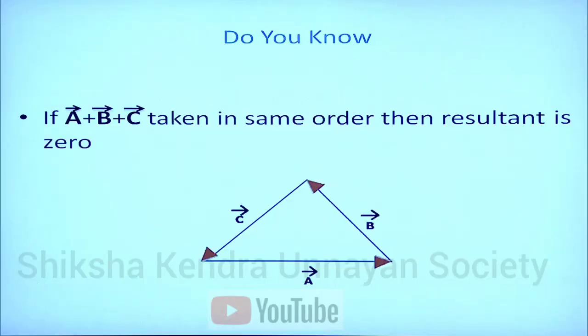Do you know, if A, B and C are taken in same order and represented by the three sides of a triangle, that is taken in same order, then the resultant will be 0. How? As you can see on your screen, the vector A plus vector B will be represented by the third side of the triangle and taken in opposite order. If it is represented in opposite direction, then A plus B plus C equal to A plus B plus minus of A plus B. So, that will be equal to 0.